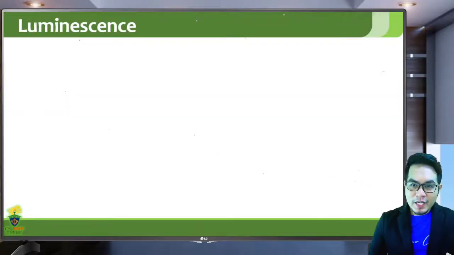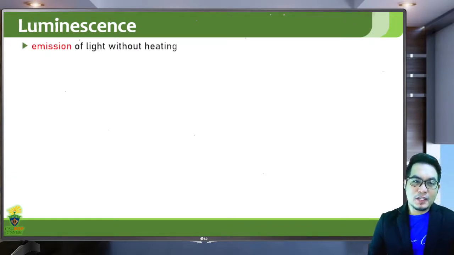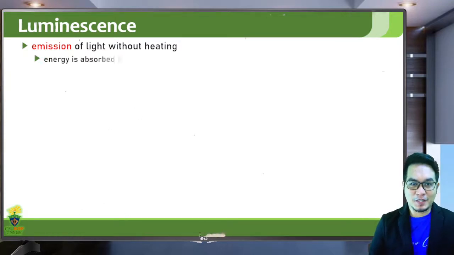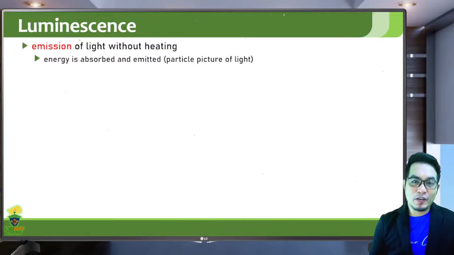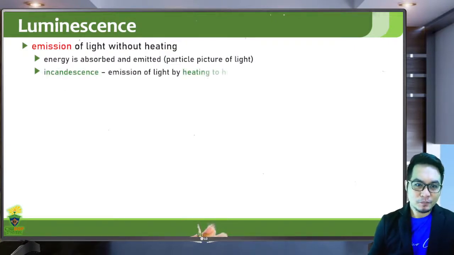In our discussion, we will focus only on the emission of light without heating, and we usually call that luminescence. So emission of light from a cold source, not from a hot source. In the concept of emission of light, energy is absorbed and then re-emitted by the material. So instead of using the wave picture of light, instead of discussing reflection and refraction, the wave properties of light, we will be talking about absorption and emission, the particle picture of light.